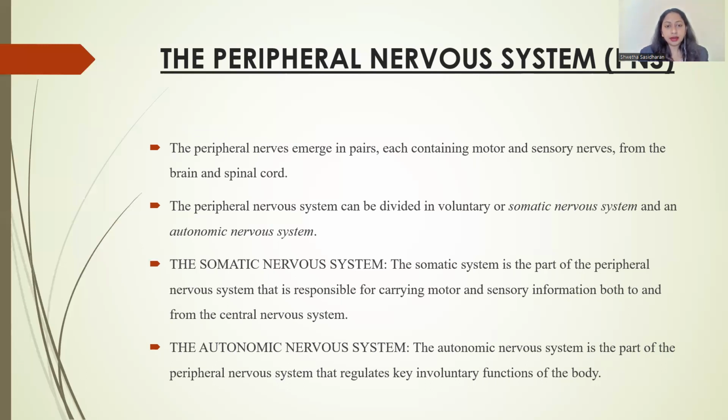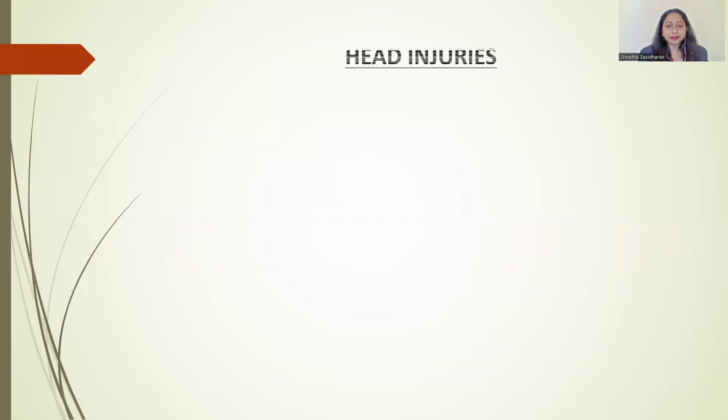Voluntary functions are nothing but those which we control, and involuntary functions are those over which we don't have any control.